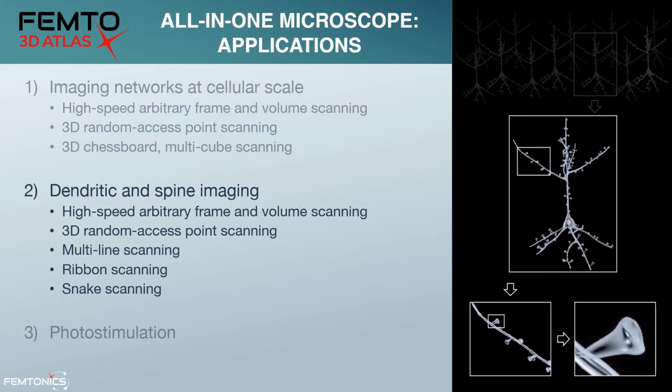It is not only the network and cellular level where FEMTO3D Atlas offers advantages in imaging, but also the subcellular level when investigating dendrites and spines, for example. In the second part of the webinar, we will focus on these. The previously discussed high-speed arbitrary frame and volume scanning and 3D random access point scanning possibilities can also be used on this level as well. Furthermore, we'll explore the advantages of new modes like ribbon, snake, and multi-line scanning.